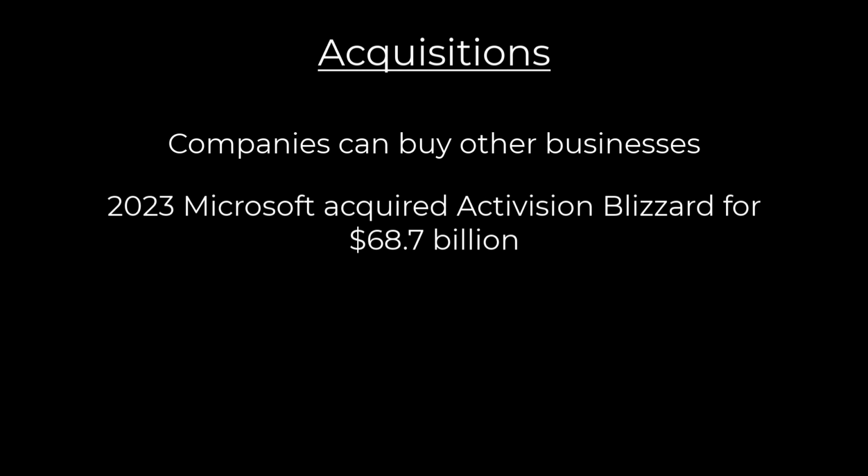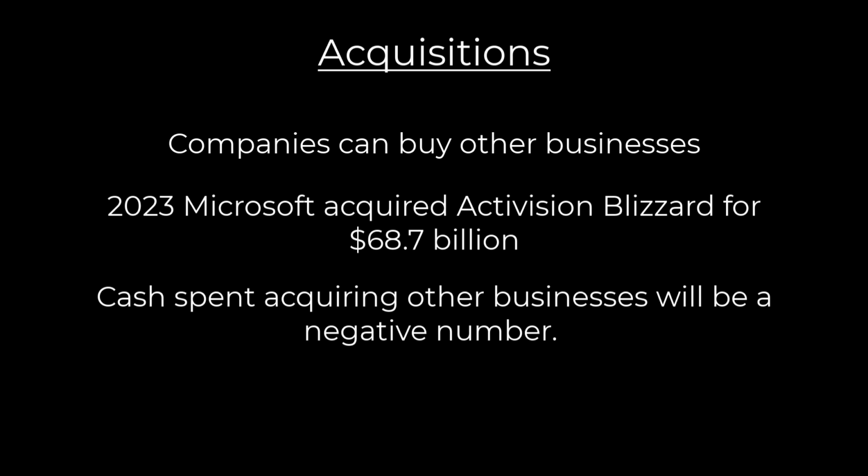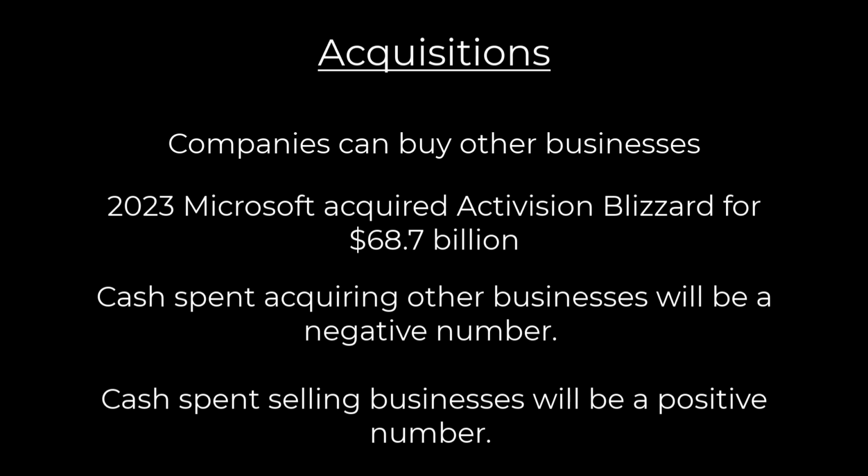Sometimes a company will decide to buy another business. This is called an acquisition. In 2023, Microsoft acquired Activision Blizzard for $68.7 billion. The cash spent acquiring other businesses will be a negative number. Sometimes a company will decide to sell a business. When this happens, the cash they receive from the sale will be a positive number.